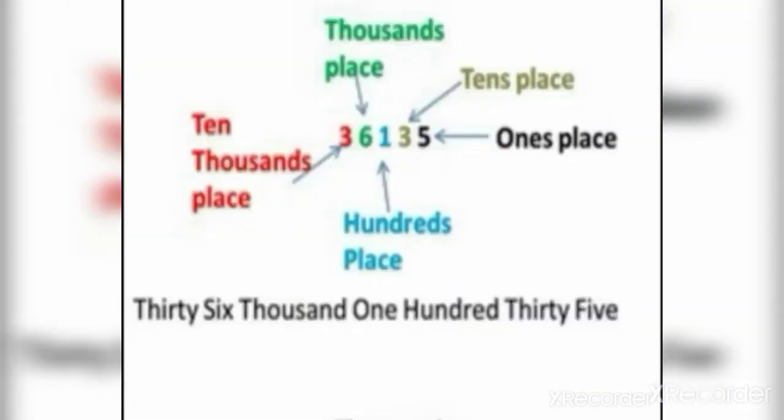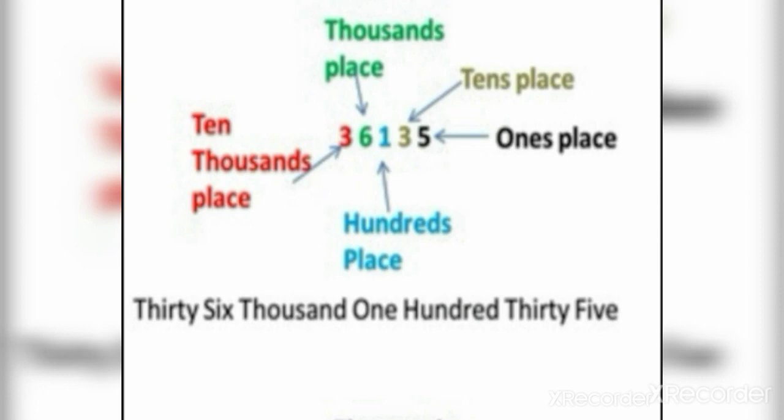Let's understand this through one example. Here we have one number. The digits of the number are 3, 6, 1, 3, and 5. Whenever you need to write the number name of any number, first of all, understand the place value of the digits. Here 5 is at 1's place, 3 is at 10's place, 1 is at 100's place, 6 is at 1000's place, and 3 is at 10,000's place.